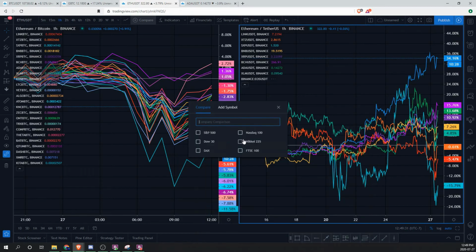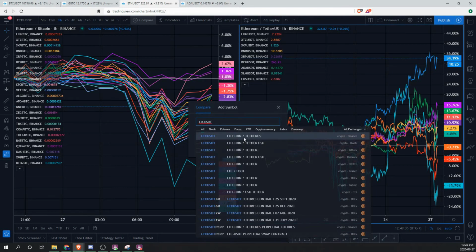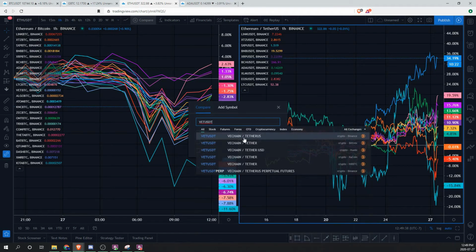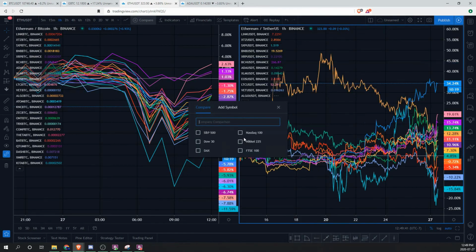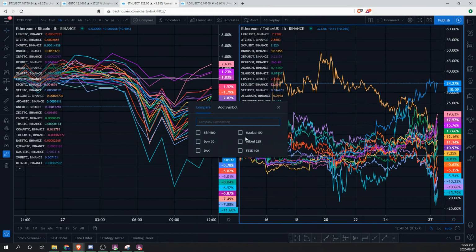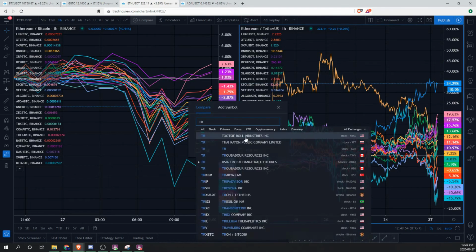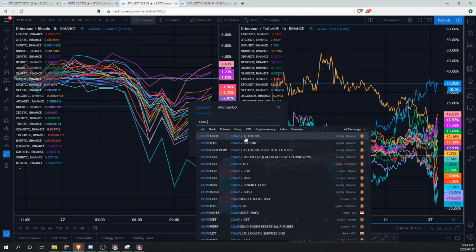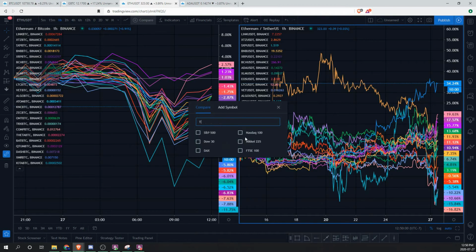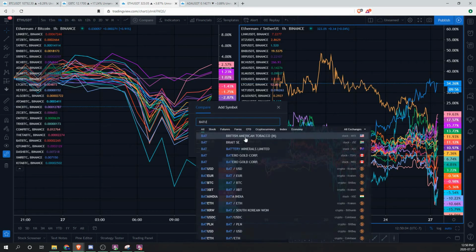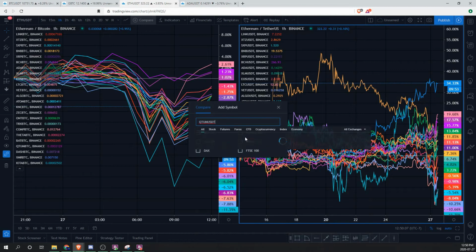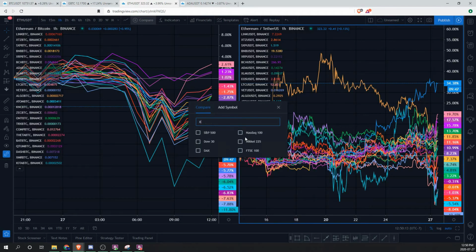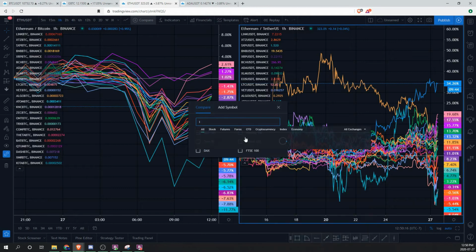EOS USDT, Litecoin USDT, VeChain USDT, Algo, Atom, Kyber Network, Zcash, Ontology, Tron, Comp, Theta, BAT, Qtum, Dash, XMR, and IOTA.